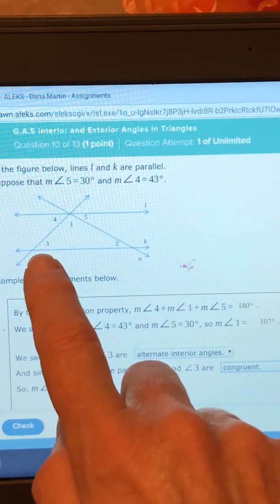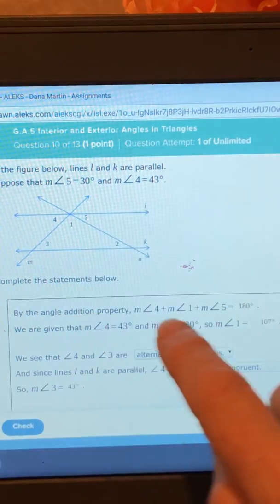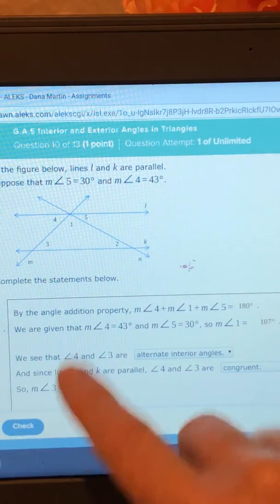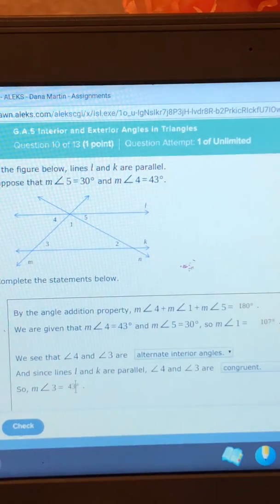So angle 3, we know, is the same as angle 4. Angle 4 is 43 degrees, so guess what? So is angle 3. How'd I know? Some of y'all are going, how'd you know angle 4 was 43? Because I read at the top. Okay, you're going to need to read at the top.